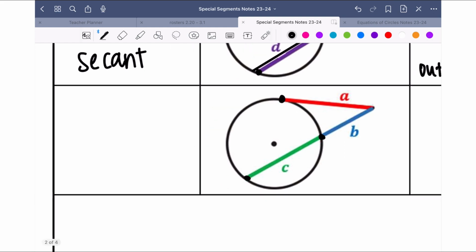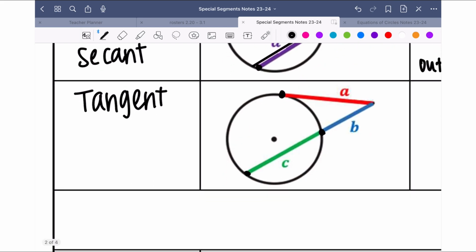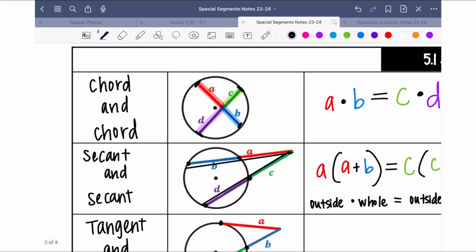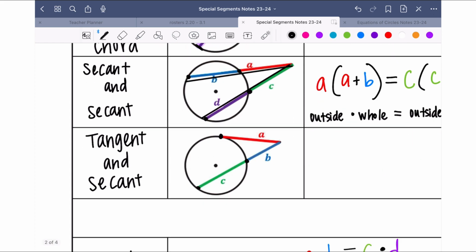If it's only intercepting or touching the circle once, that's called tangent. That's a tangent segment. And if it's crossing it twice, we already saw those. Those are secant. So tangent and secant is our third scenario that we're going to have with these special segments. We already did two chords. We've done secant, and now we're doing tangent and secant.